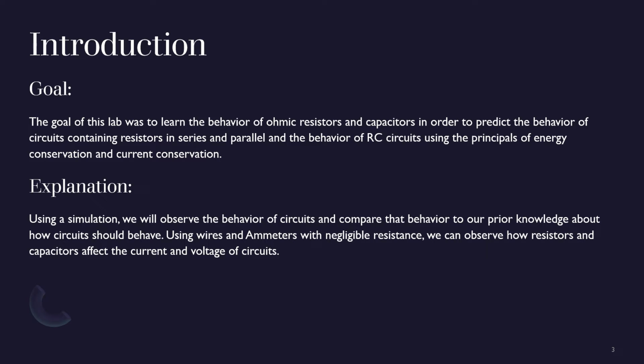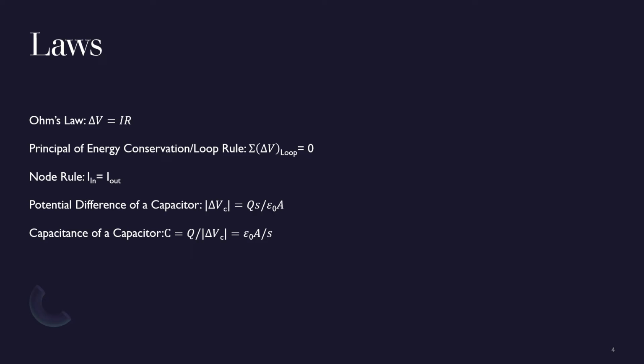Using wires and ammeters with negligible resistance, we can observe how resistors and capacitors affect the current and voltage of circuits. The laws most relevant to this lab are Ohm's law, which states that the difference in voltage between 2 points is equal to the current multiplied by the total resistance between those 2 points. The loop rule, which states that the change in voltage around a loop in a circuit sums to a total of 0 volts. And the node rule, which states that the current leaving a battery will be equal to the current entering a battery.